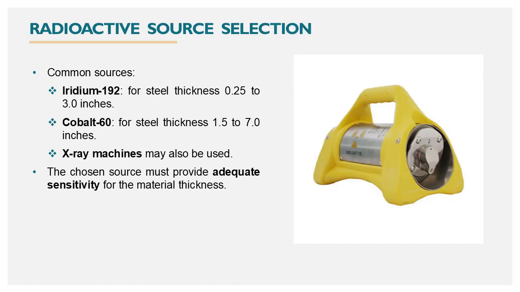Radiographic source selection. Common sources: iridium 192, for steel thickness 0.25 to 3.0 inches, and cobalt 60, for steel thickness 1.5 to 7.0 inches. X-ray machines may also be used. The chosen source must provide adequate sensitivity for the material thickness.